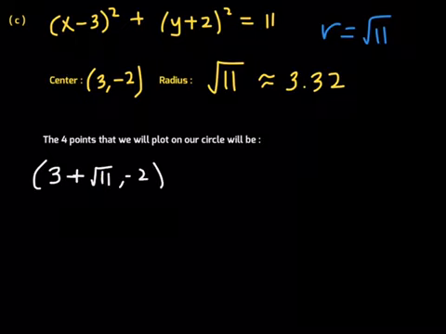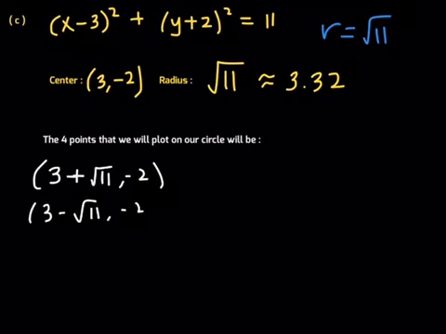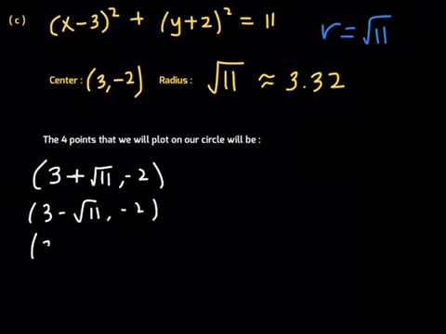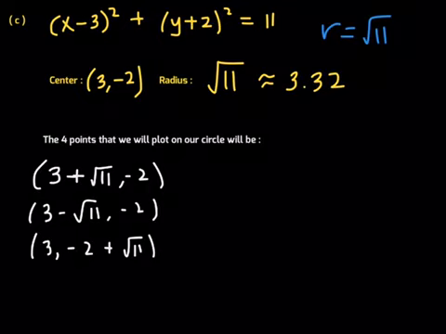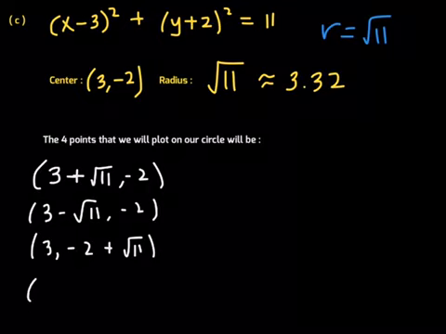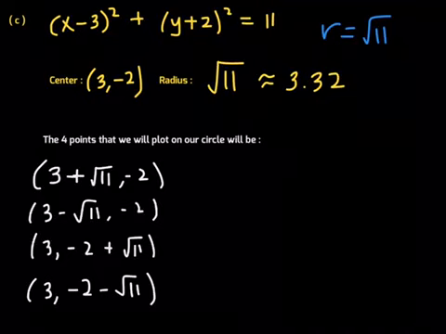Another one will be found by subtracting. That'll be moving to the left, right? And then when we move up from the center, we are changing the y-coordinate. So when you move up, you'll be adding the square root of 11. And then when you move down from the center, you are changing your y-coordinate and you are subtracting the radius, right? So this is how we're finding each of these points that we're going to use to draw a circle.